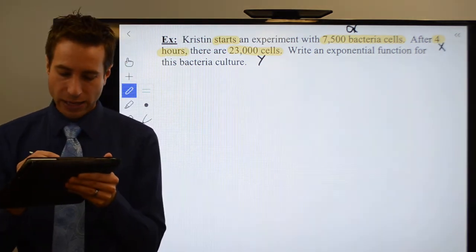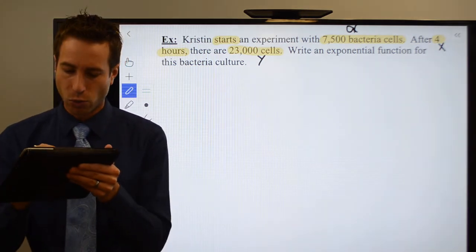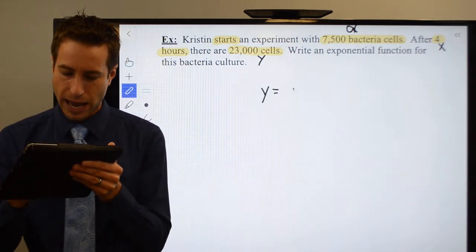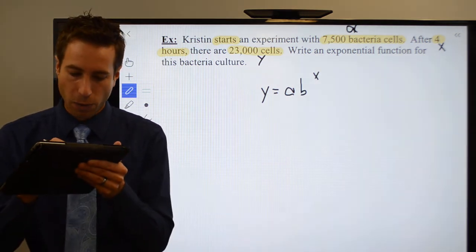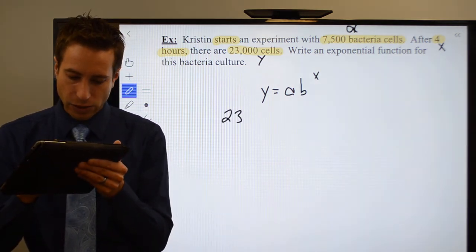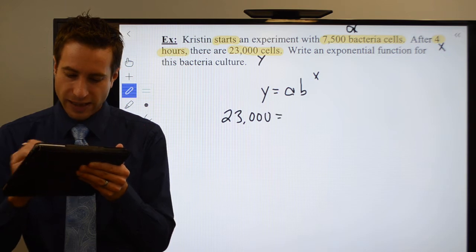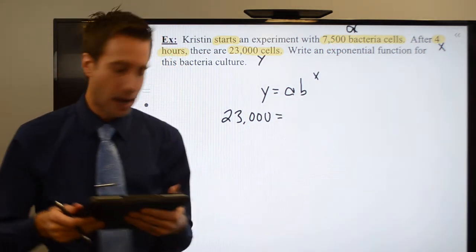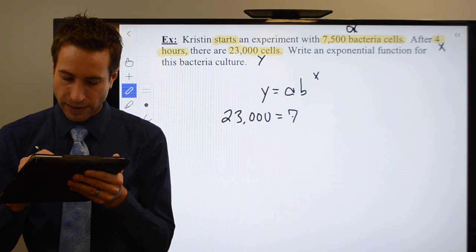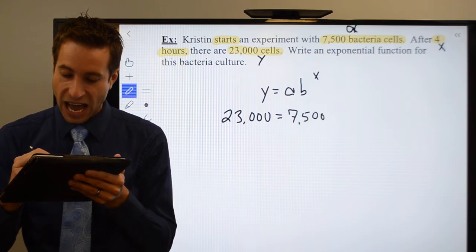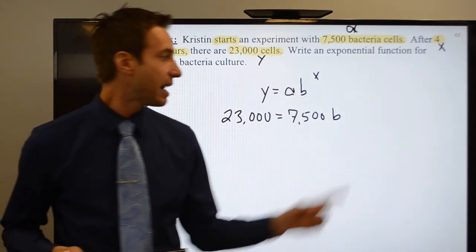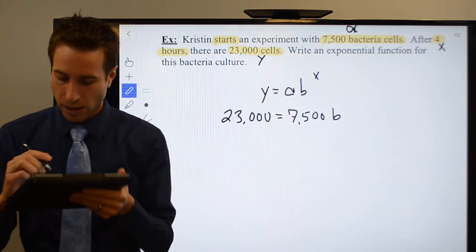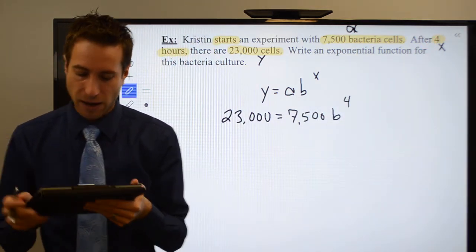Well, remember the way the general formula worked was Y equals a times b to the x. Let's go ahead and plug in what we know. Y, my final amount, is 23,000. That's all going to be equal to my initial amount, which is A, 7,500. I don't know what B is. We're going to need to find that. But it has to be raised to the X, which in this case is going to be a 4.